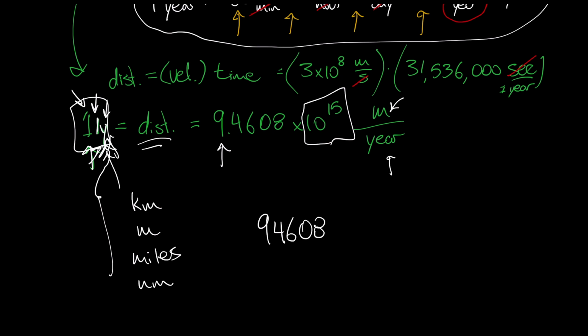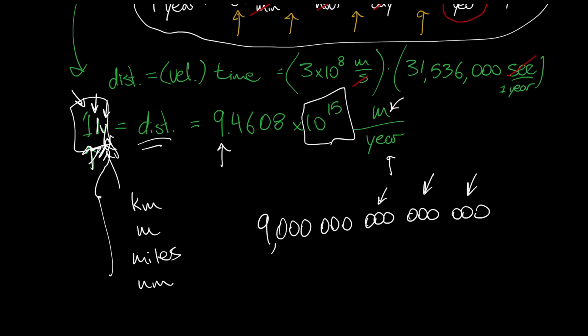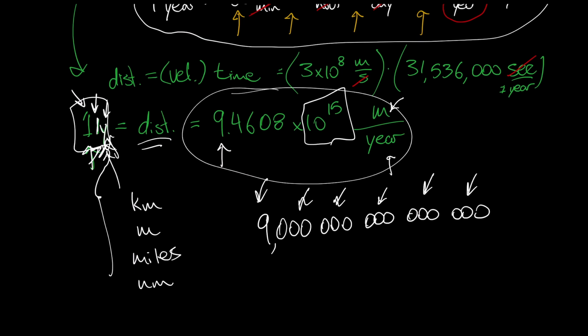94608. Actually, wait, that's kind of stupid. It's like 9 with 15 zeros. 1, 2, 3, 4, 5, 6, 7, 8, 9, 10, 11, 12, 13, 14, 15. I don't know what number this is. Thousand, million, billion, trillion, quadrillion? Is this quintillion? I have no idea, guys. This is a lot of meters. So long, long distance, astronomical distances.